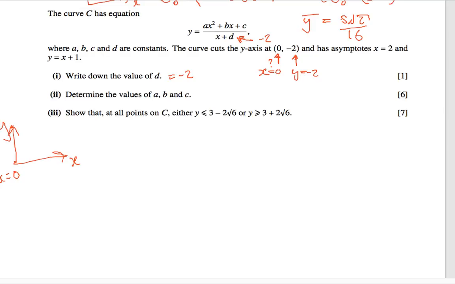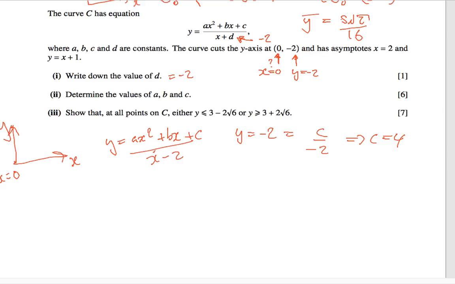So y equals ax squared plus bx plus c over x minus 2. And then y equals minus 2 when x equals 0. So 0, 0, 0 gives you c over minus 2, implying that c equals 4. So I'm just going to draw in the constants as I fill them out.